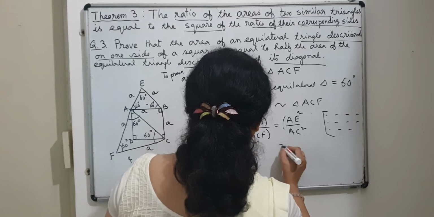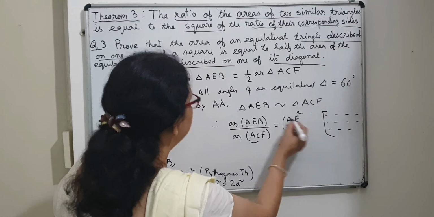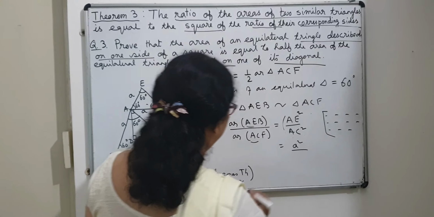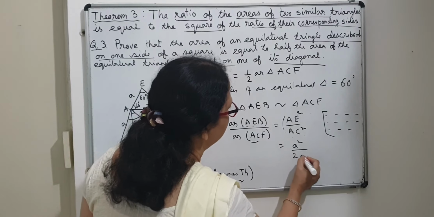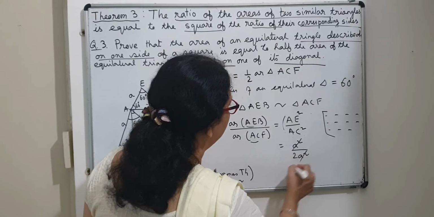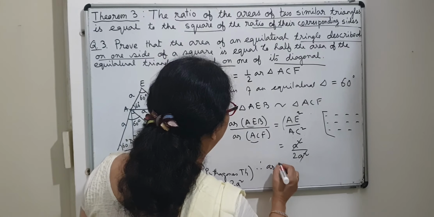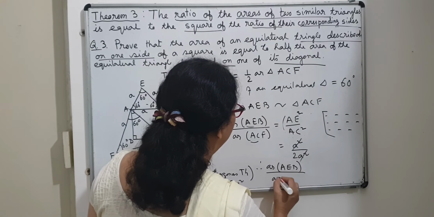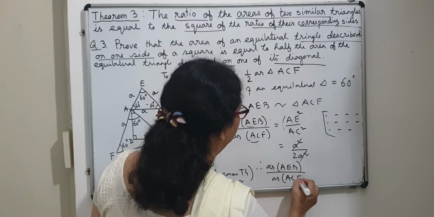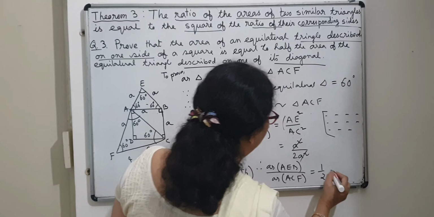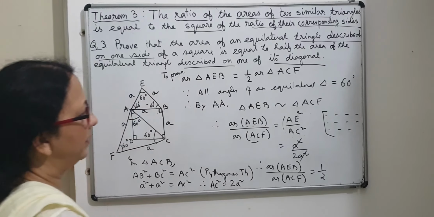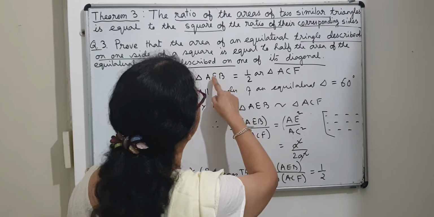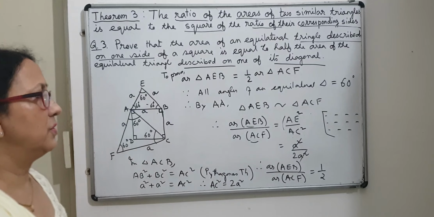And what is AE? AE is A, so AE square is A square. And AC square is 2A square. So A square gets cancelled. Therefore, area of AEB to area of ACF is half. We have proved half. Therefore, by cross multiplying, I can say the area of AEB is half of this. Hence proved. This was asked to prove. So in this way, we can prove.